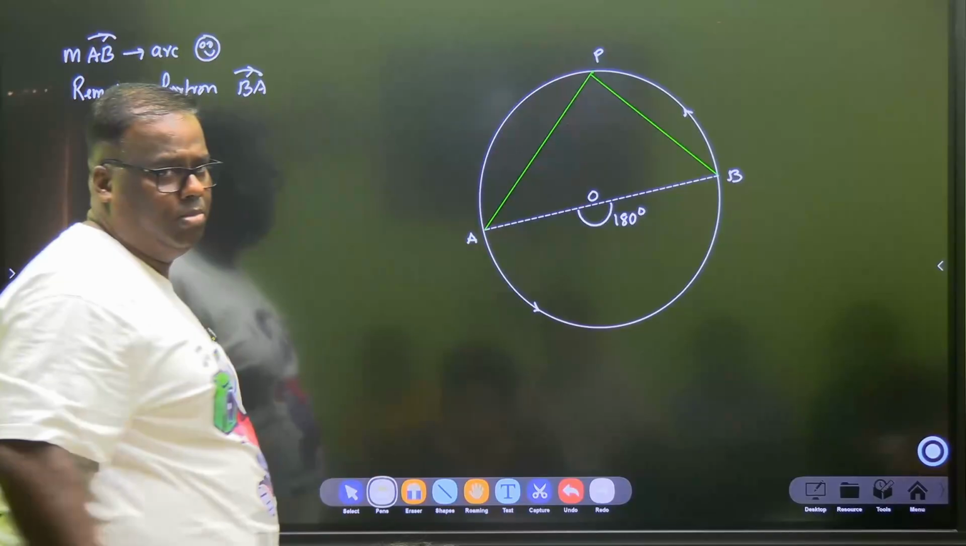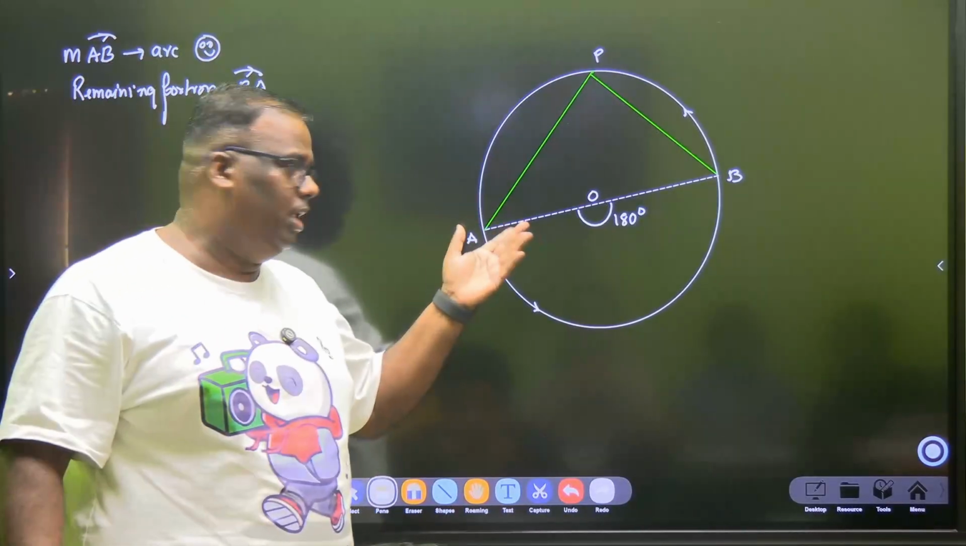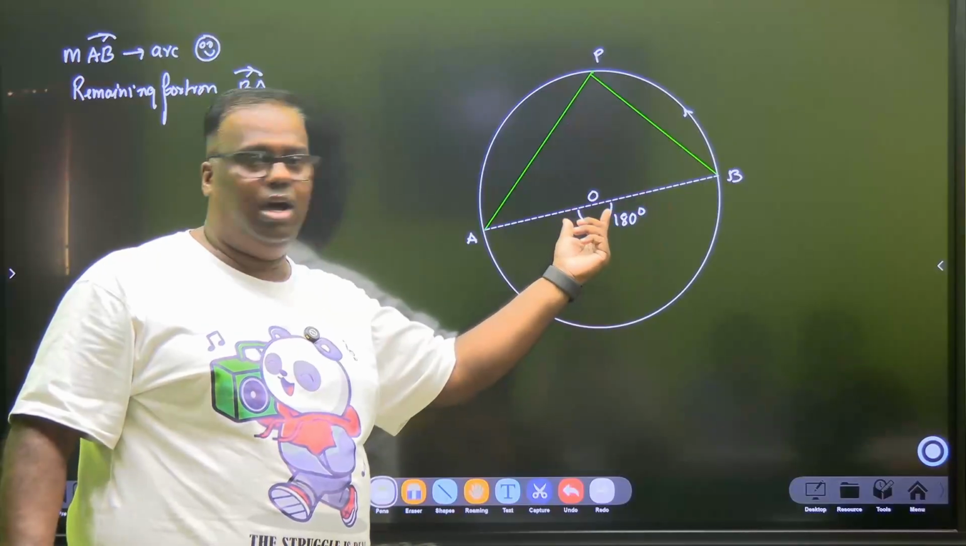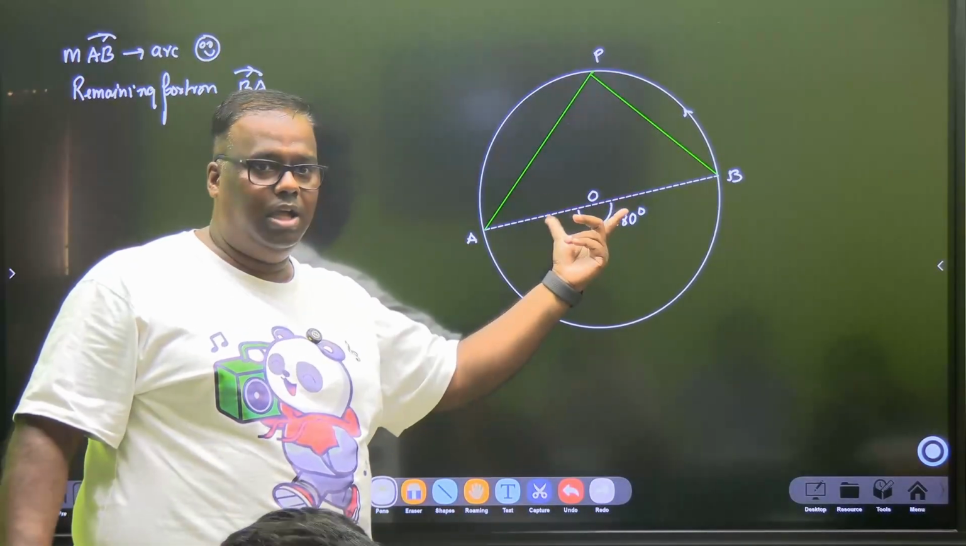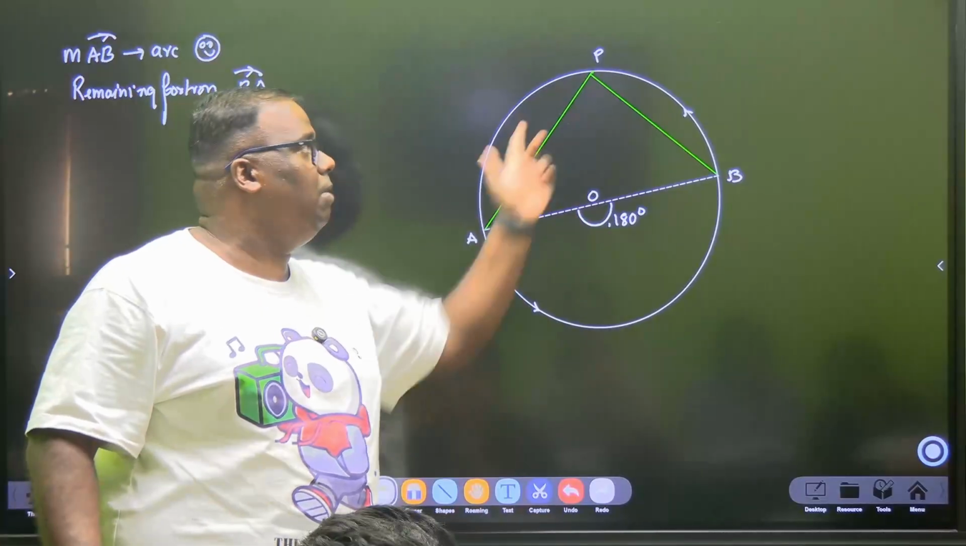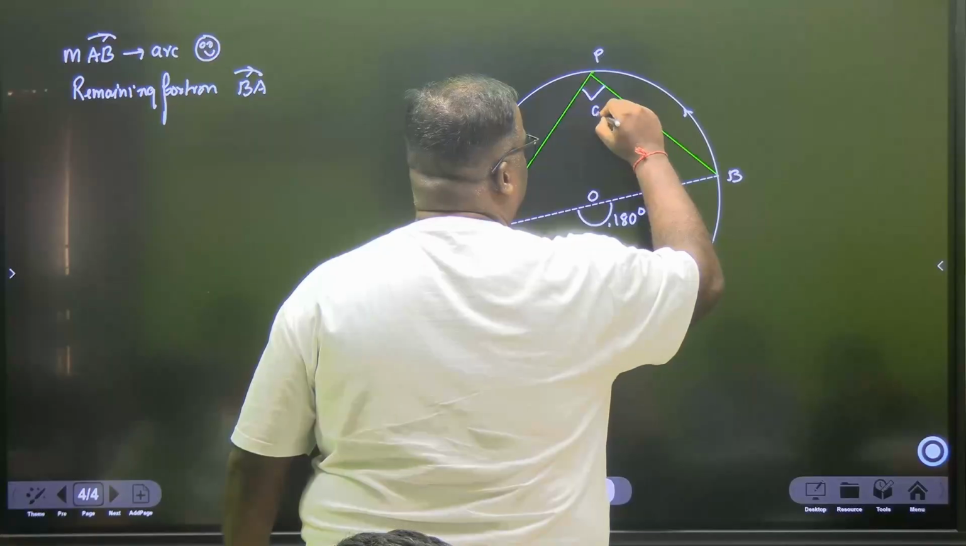Now apply the theorem. Wait. Don't keep writing, I will give you time to write. Understand first. Angle subtended by an arc at the center is twice the angle subtended by the arc at any point on the remaining portion. Can you now comment what should be APB? 90 degree. This should be 90 degree.